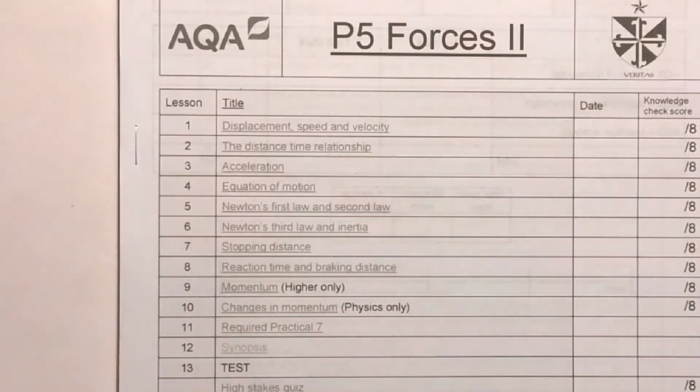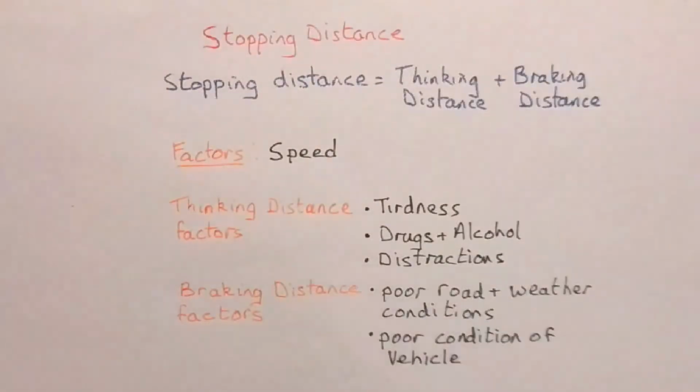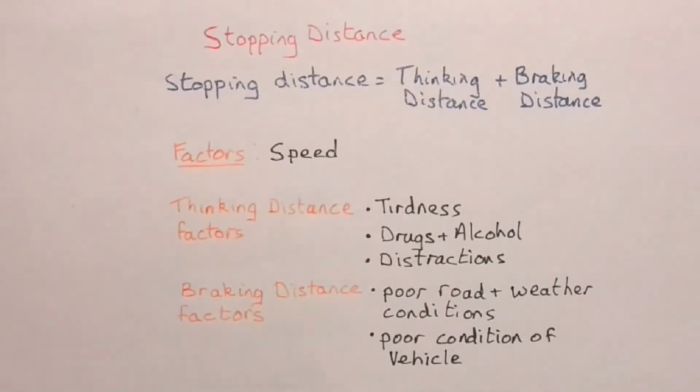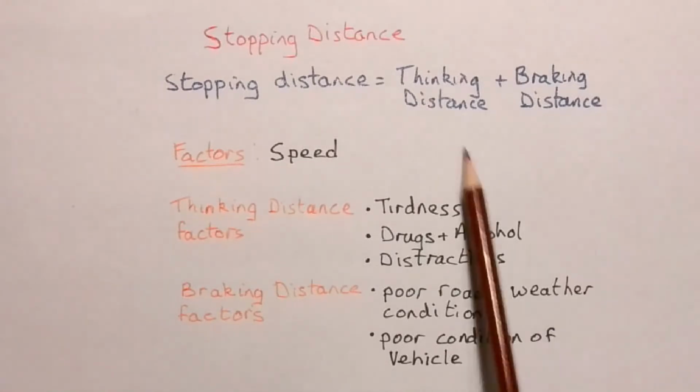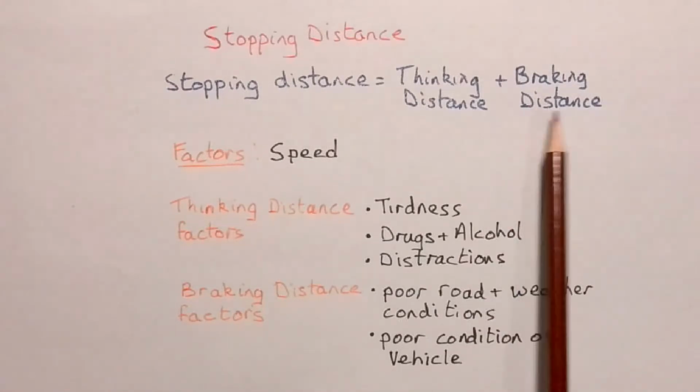Lesson 7, stopping distance, and Lesson 8, reaction time and braking distance. So Lesson 7, stopping distance. What is the stopping distance of a vehicle? It is the thinking distance added to the braking distance.